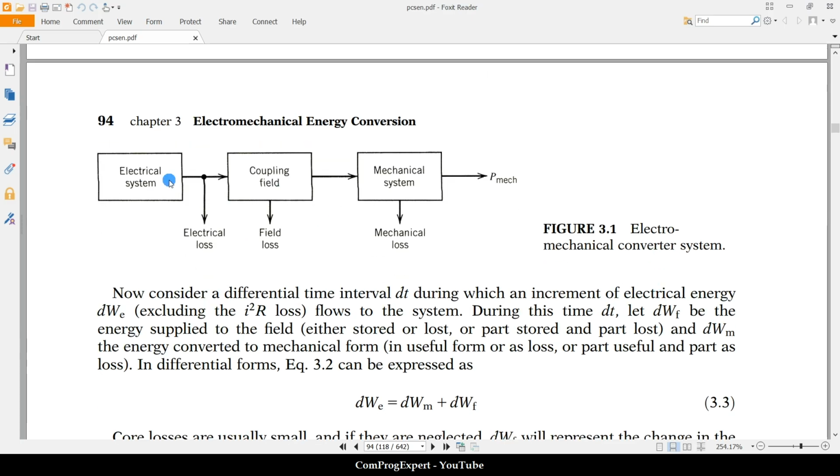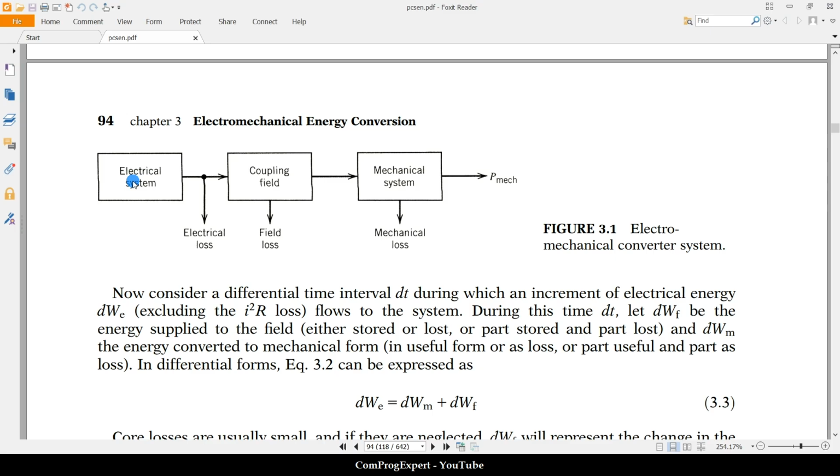Here in this figure, you can see the flow chart of an electromechanical converter system. We have input electrical energy here and the output mechanical energy here. In the case of an electric machine, this is motor operation. In the case of generator operating mode, the direction of the power flow is reversed. Yes, in generator mode, the mechanical power is converted to electrical power.